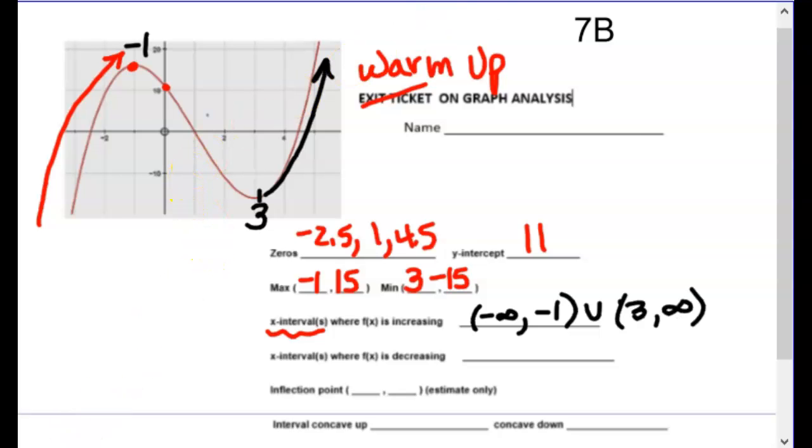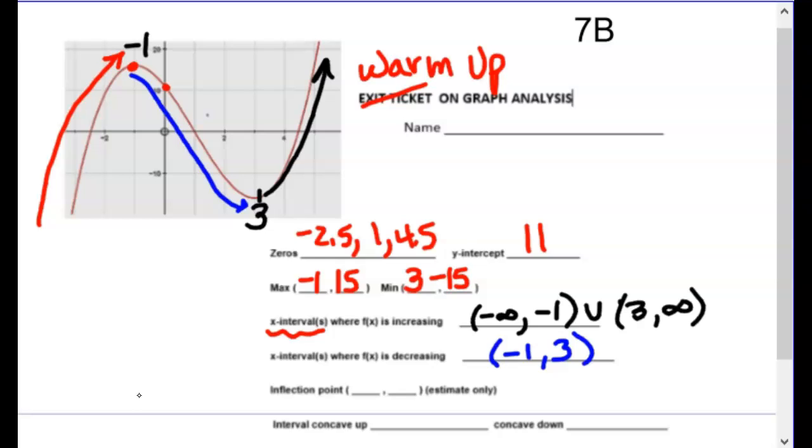Decreasing is in between those. It was going down, so we'd have -1 to 3. How you feeling about increasing and decreasing now? Especially if the quiz is a cubic like this, not something with 16 pieces, right?